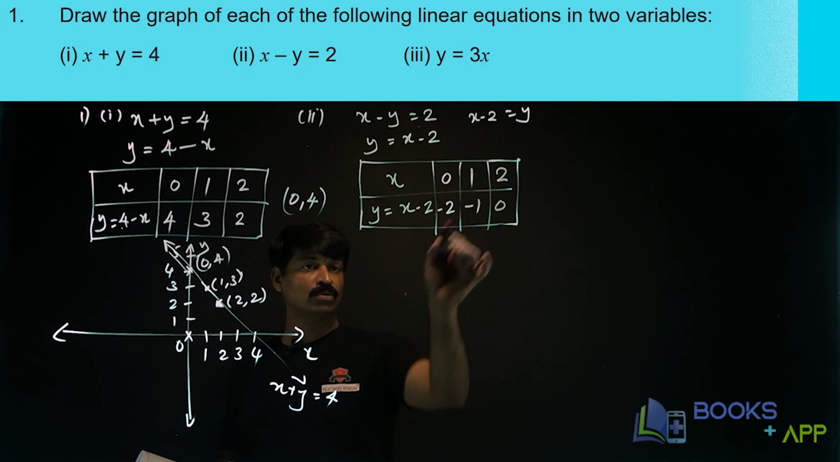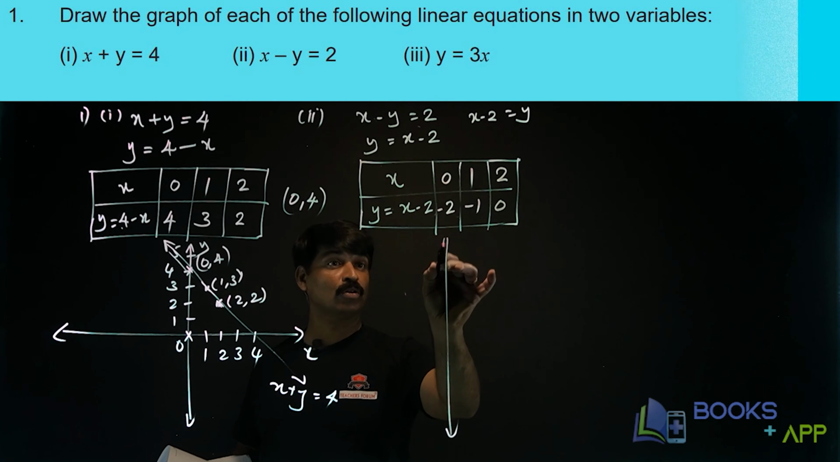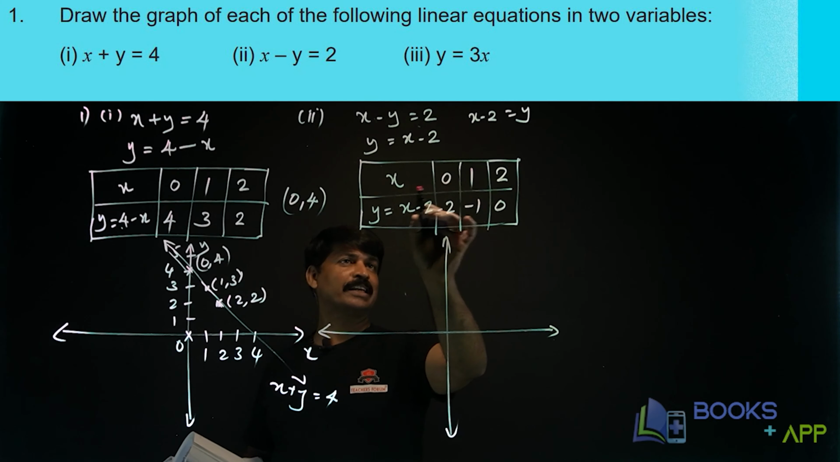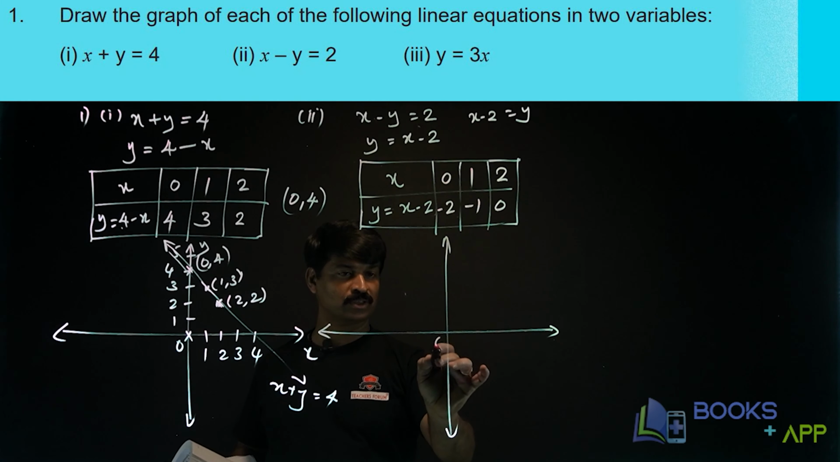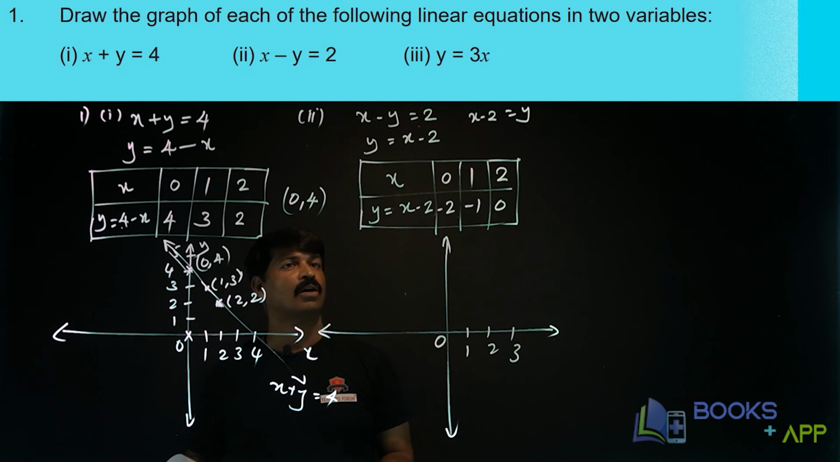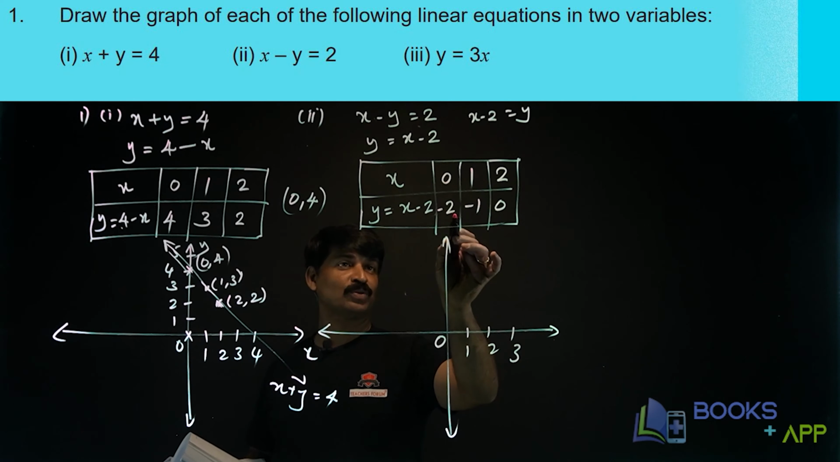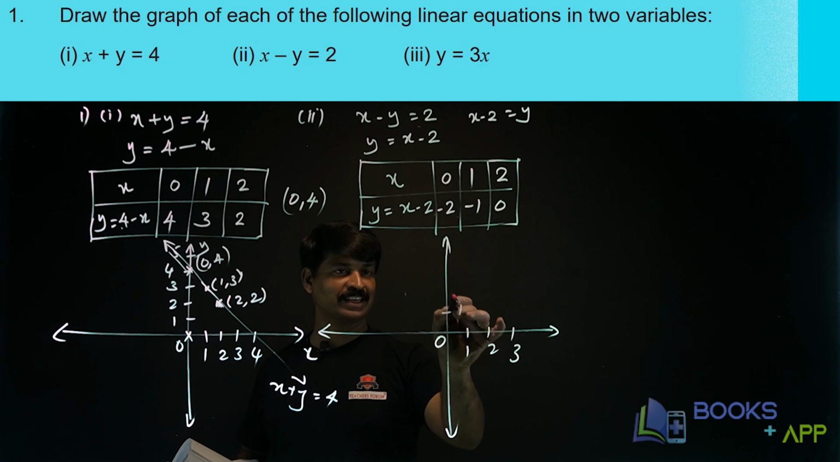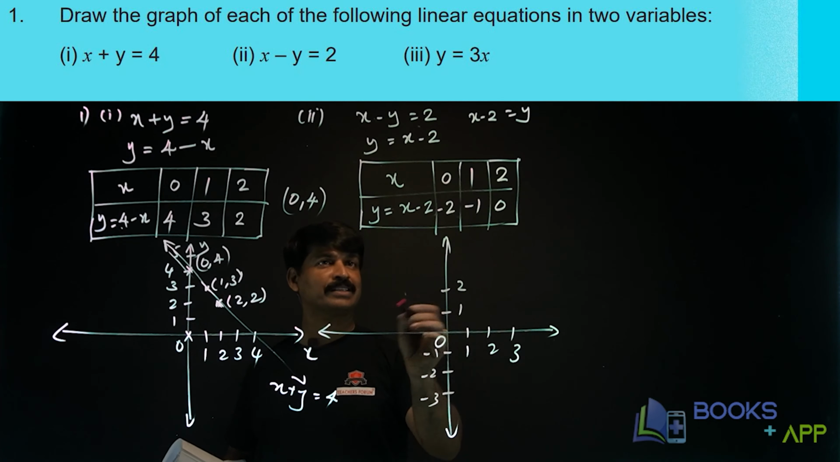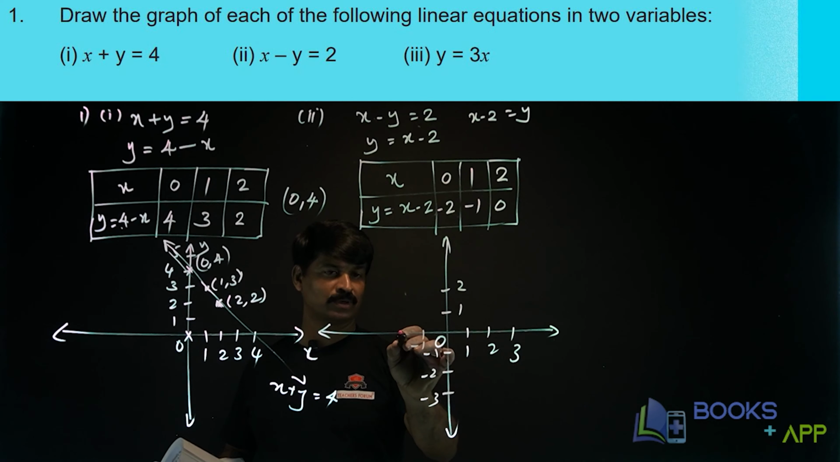Now using these solutions, what can you make? Yes, you can draw a graph of the given linear equation. Here on the x-axis the maximum value is 2. So let us represent 1, 2, 3, etc. On the y-axis you need minus 1, minus 2, etc. So here let us write 1, 2. Here you will get minus 1, minus 2, minus 3. On the x-axis also let us write minus 1, minus 2, etc.